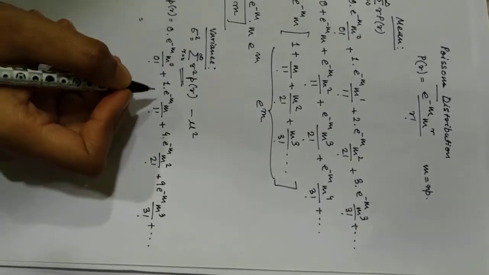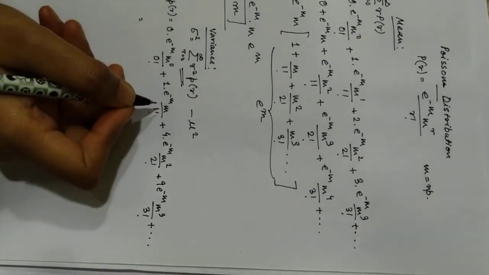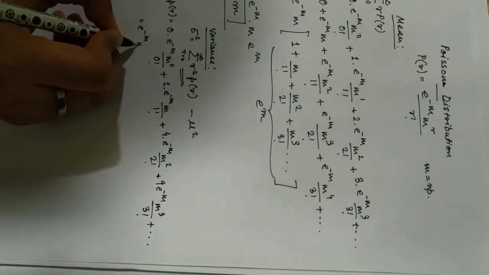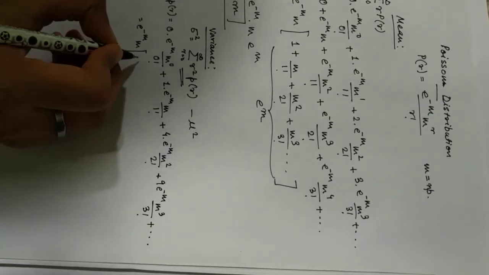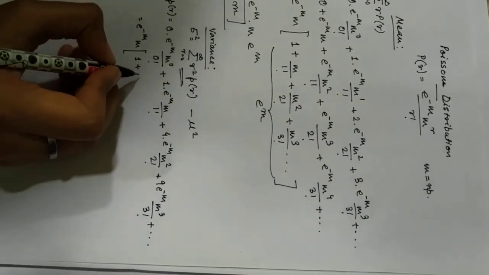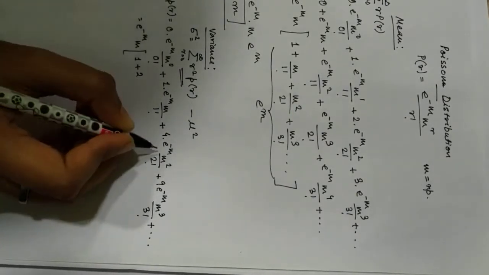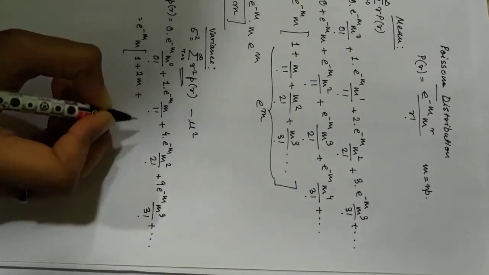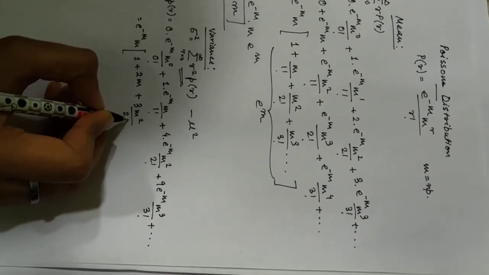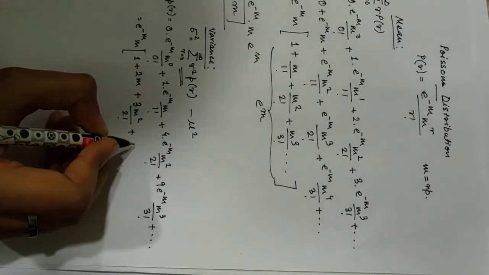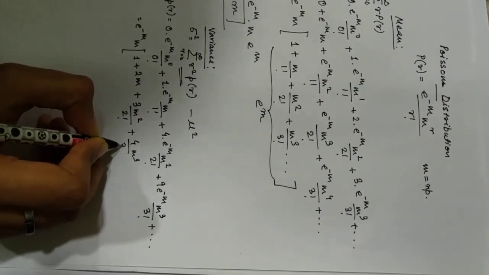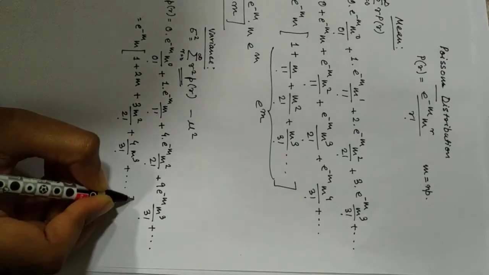Now, like you can see, again we can take the term e^(-m) common from all the terms. So we'll take that e^(-m). This gives me 1 plus 2m, plus 3m^2 by factorial 2, plus, if you consider the next term, it will give me 4m^3 by factorial 3, and this goes on, right?